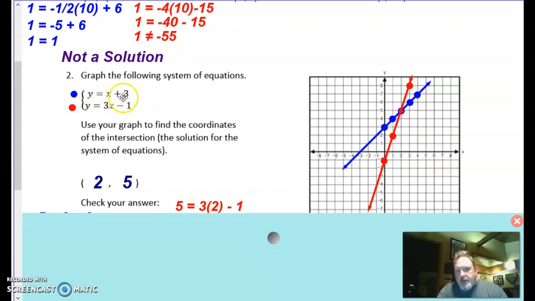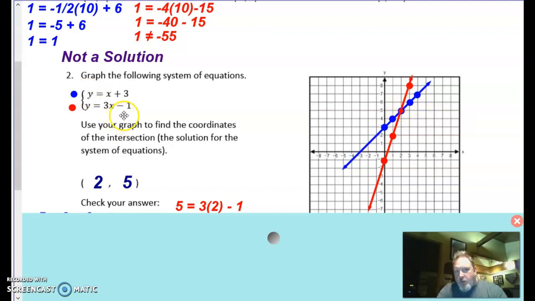You can see here that the y-intercept is 3. That's on the y-axis, so 3 on the vertical axis right there. And our slope is 1. So we went up 1 over 1. Do that a couple times. So that's our top equation.